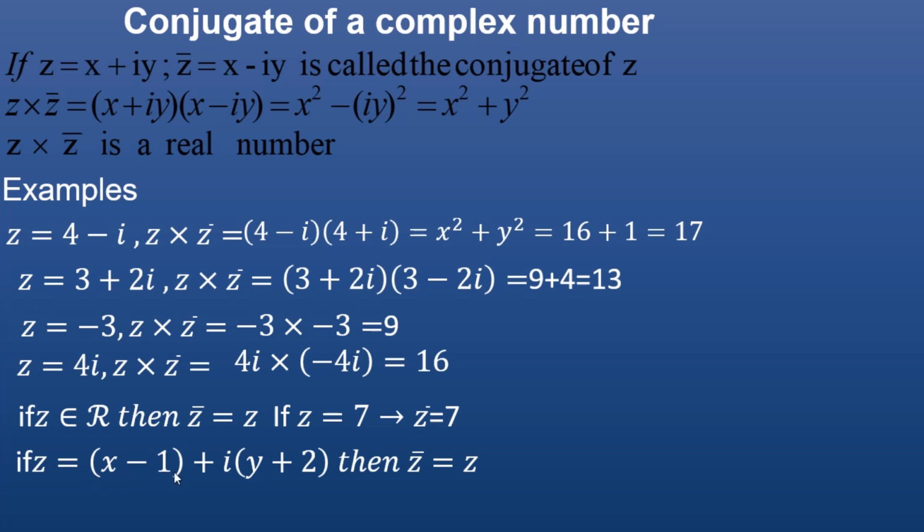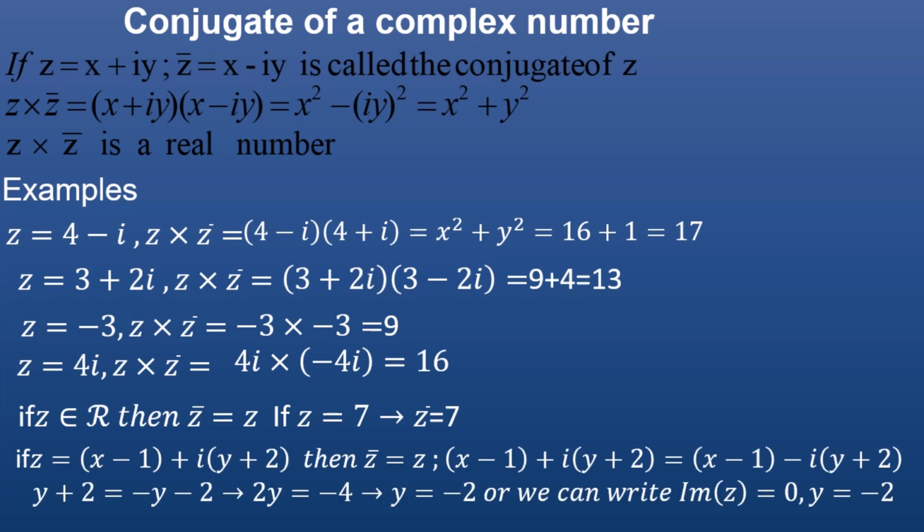If z equals x minus 1 plus i times (y plus 2), then z bar equals z if and only if x minus 1 plus i times (y plus 2) equals x minus 1 minus i times (y plus 2). They have the same image. It means the real part of z equals the real part of z bar, x minus 1, and the imaginary part of z bar equals the imaginary part of z. We get y plus 2 equals minus y minus 2, 2y equals minus 4, y equals minus 2.